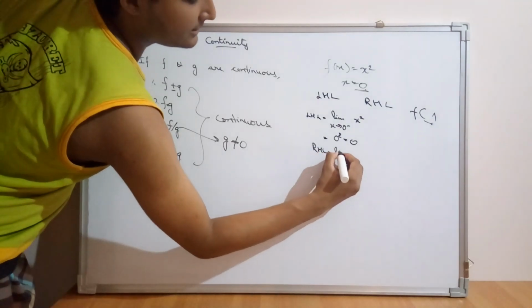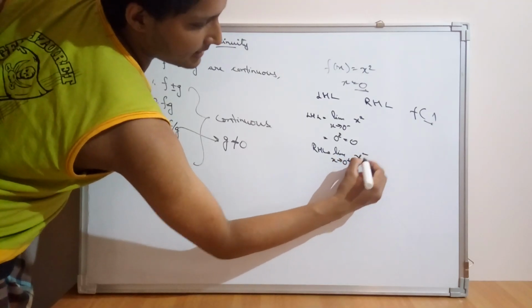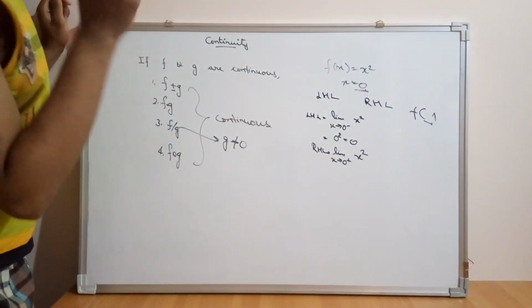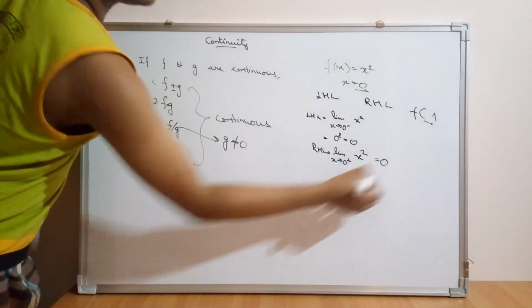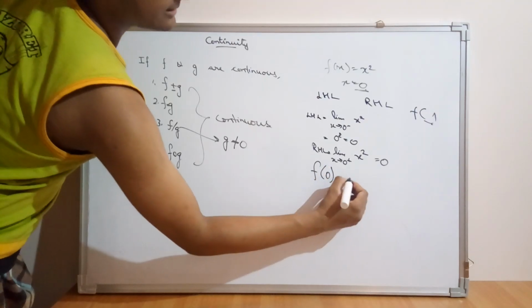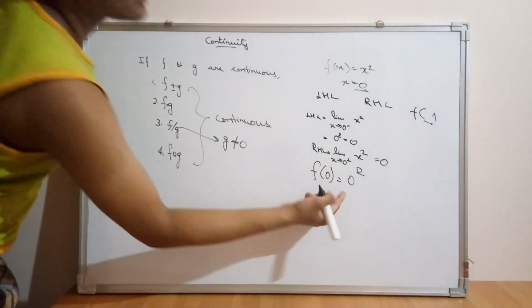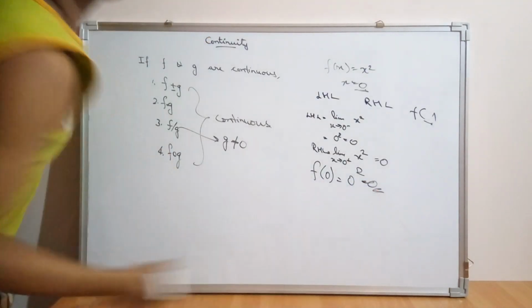RHL is equal to limit x tending to 0 plus of x square. When x is very near to 0, the square also comes to be very near to 0. Again 0. Right? Now we think about f of 0. That is 0 square. Wherever x is there, we are substituting 0. This becomes 0 square, or 0 itself.